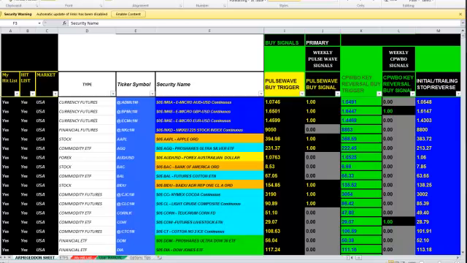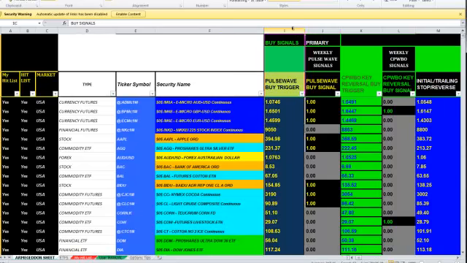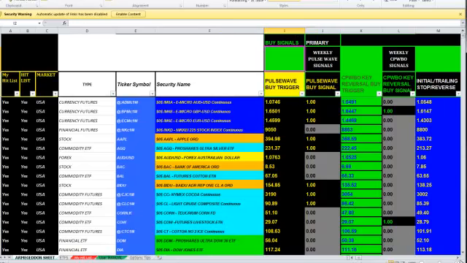So anyway, let's jump into the sheet, and we're going to get into some trading tactics that you can use right away. All right. As you know, you have your pulse wave signals here, primary pulse wave signals.